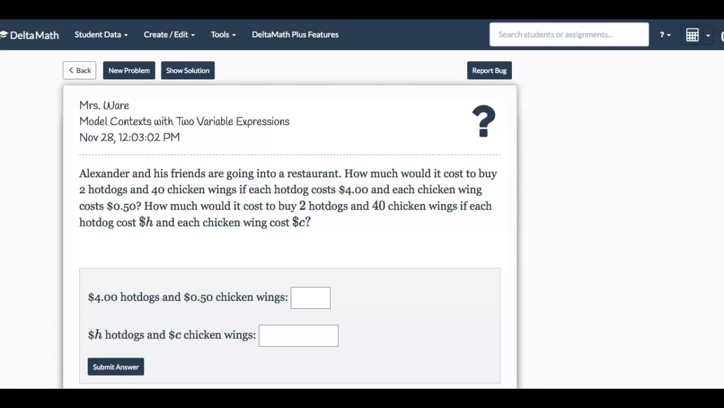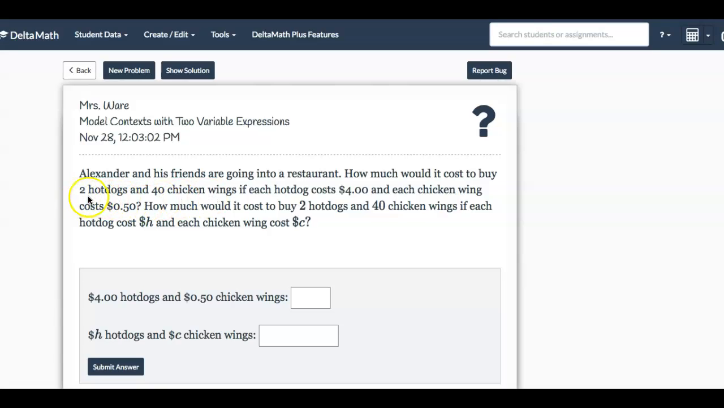All right, in this video, I want to show you how to do the second part of your assignment on Intro to Word Problems. So you're going to have a problem that looks like this. What I would do, on a piece of paper or a whiteboard off to the side, is write down the two things you're talking about. In this problem, we're talking about hot dogs and chicken wings. So I wrote those two things down on my whiteboard.